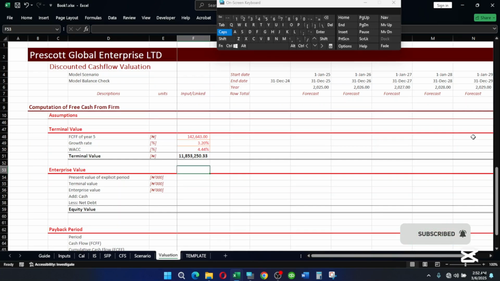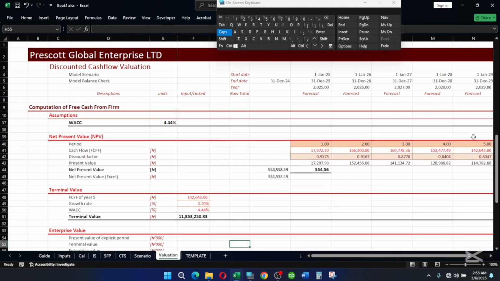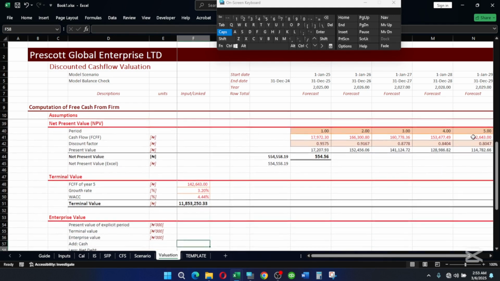In the previous section we were able to calculate our net present value and the terminal value. We look at the worth of our business in the unforeseeable future, and we look at the present value, the net present value of the explicit period. So in this section we are going to look into the enterprise value.